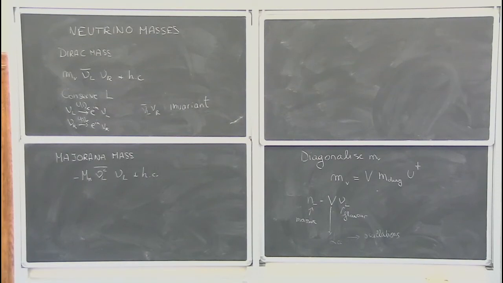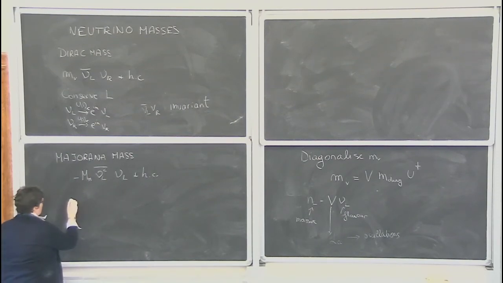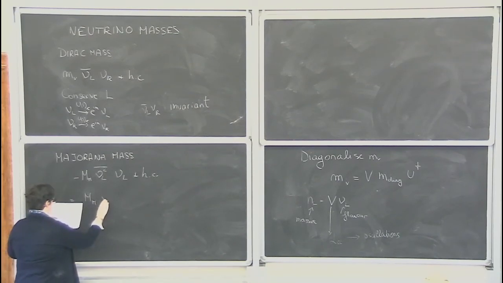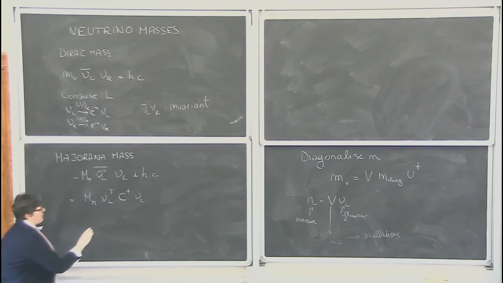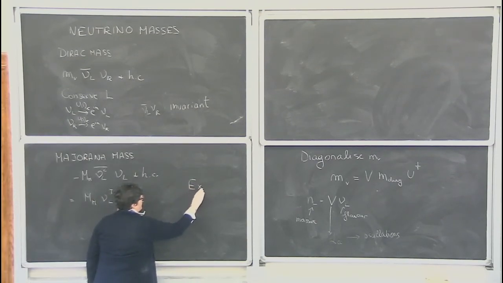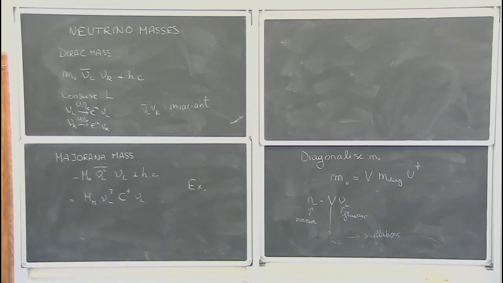There's another way, which makes some of its properties more transparent, to write this. This is also equal to nu left transpose C dagger nu left. And I would like you to do this as an exercise. So express nu left C in terms of its definition, C nu left bar transpose, and come to this expression here. And from here you see immediately that this term breaks lepton number by 2 units.